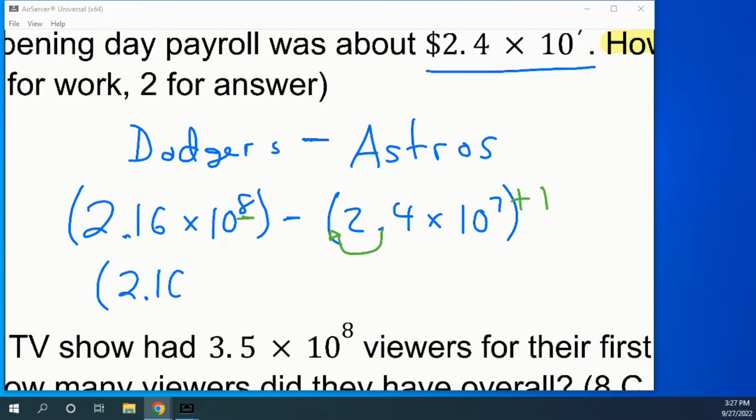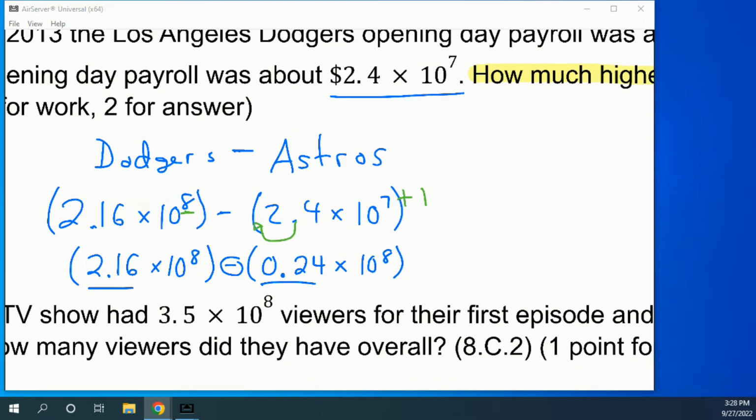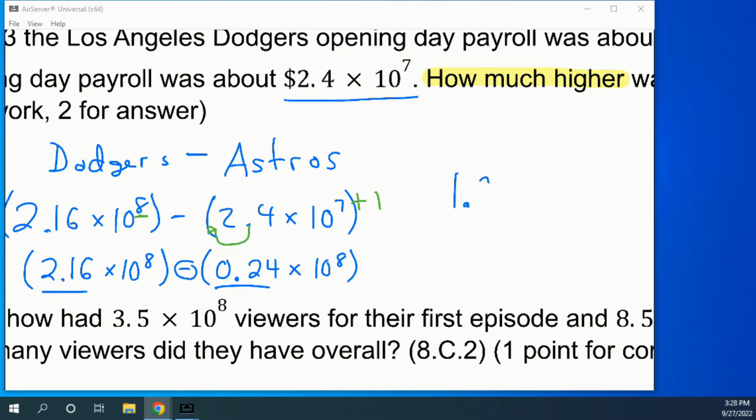2.16 times 10 to the 8th minus 0.24 times 10 to the 8th. And this is going to work because I have my exponents of 10 the same, which is essentially like us lining up those decimals. So I'm going to subtract the first two terms, 2.16 minus 0.24, to get 1.92 times 10 to that same exponent of 8.